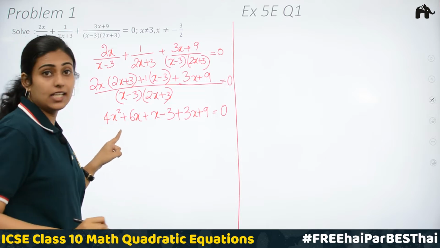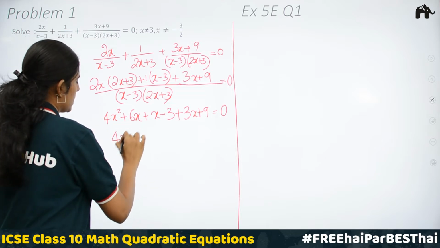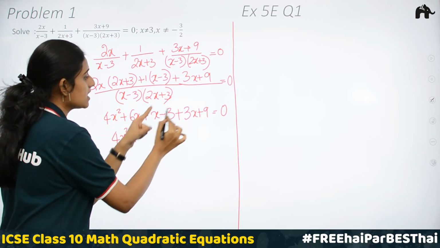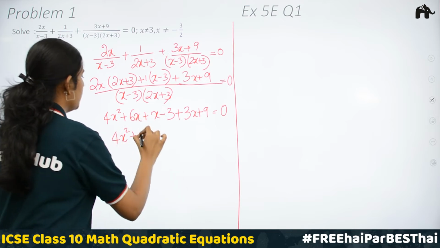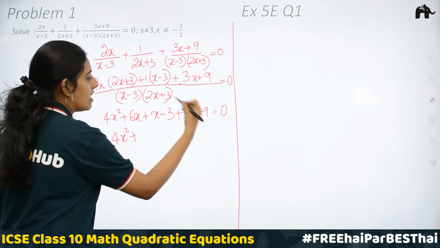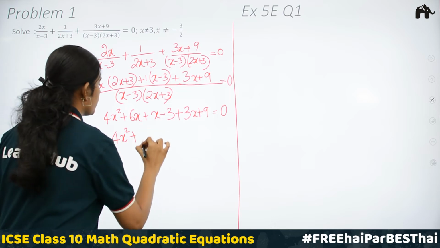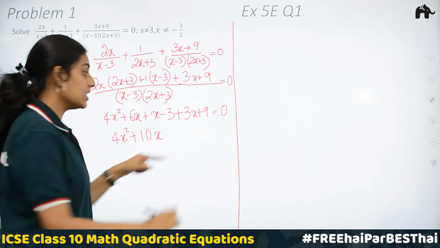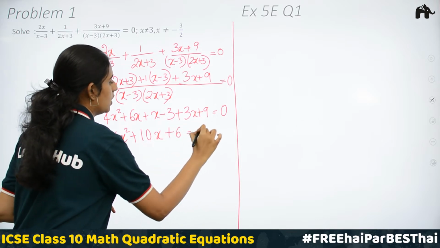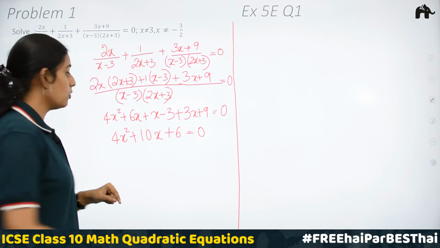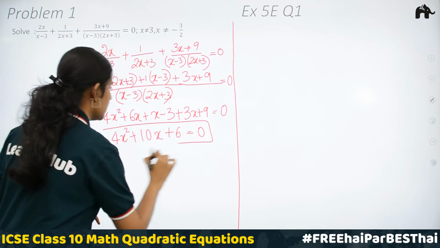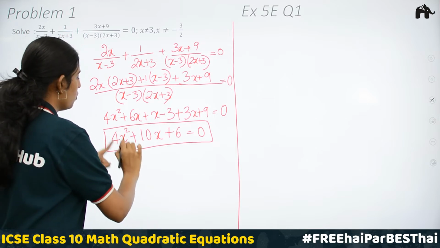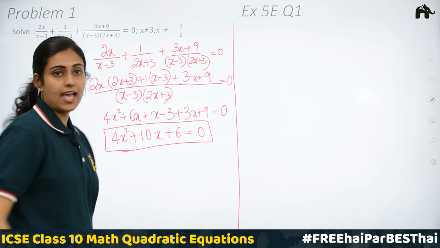Now, term containing x square, that is 4x square. Terms containing x, we have 6x, x and 3x. You will be getting 6x plus x is 7x, 7x plus 3x, 10x. 10x, minus 3 plus 9, that is plus 6, is equal to 0. Okay. Now, we got the simplest quadratic equation that can be solved. Okay. We have 4x square, 10x and 6.